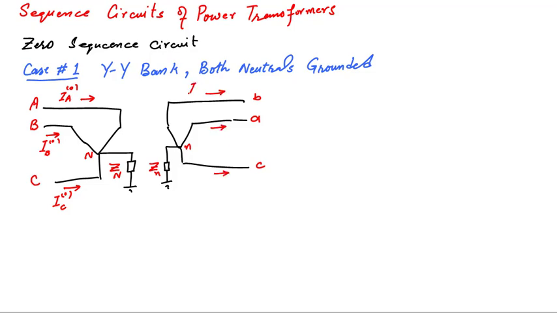Now these three currents are equal in magnitude as well as in phase. So at this neutral point all these three currents will get added together and flow into the neutral. I can write this current as 3 times the zero sequence current. The direction will be from neutral to ground. And on the other side, this zero sequence current will flow from ground to neutral, and the amount of this current will be 3 times IA zero sequence.